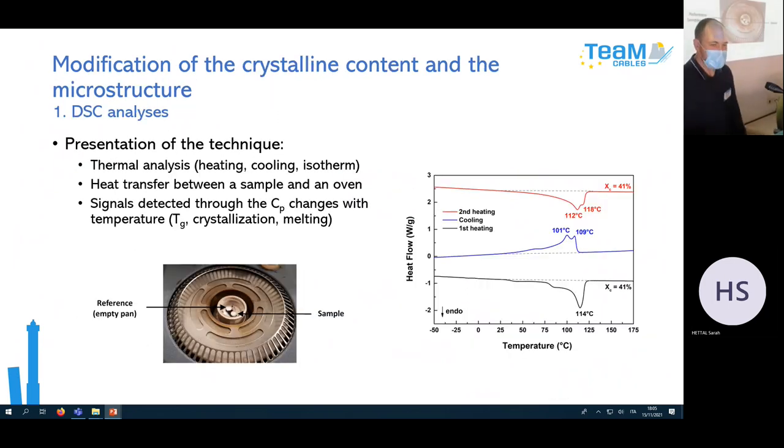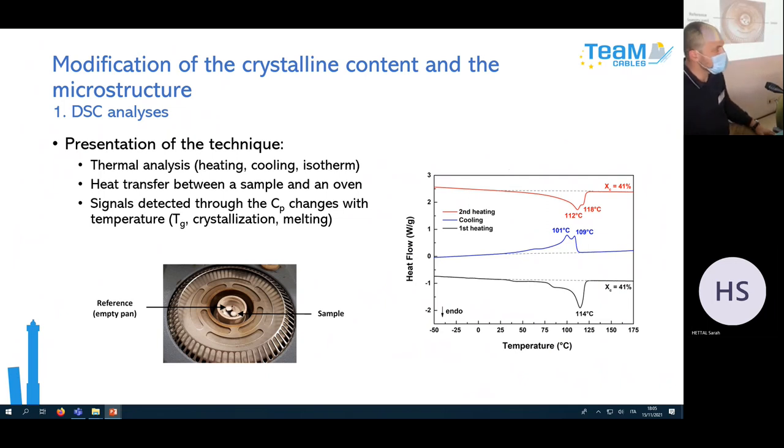And chain scissions, they also can produce other modifications which are related to the crystalline structure, the crystalline microstructure. So that's what I'm going to present in this second part. And I'm going to show you how the crystalline content and the microstructure of the material can be modified through different kinds of aging. So the first technique that we use to characterize this crystalline content is called DSC.